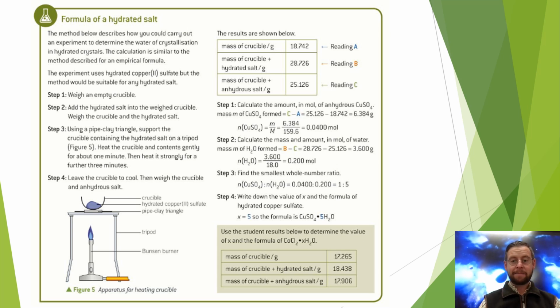Knowing what mass of water has left, you would then be able to do the mass of the water divided by the relative molecular mass of the water, and that will tell you how many moles of water have left. You could do the same by measuring the mass of the anhydrous copper sulfate. You could find its mass at the end and divide that by the relative molecular mass of copper sulfate to find the number of moles, and then you can compare the number of moles of copper sulfate to the number of moles of water and ascertain the empirical formula containing the waters of crystallization.